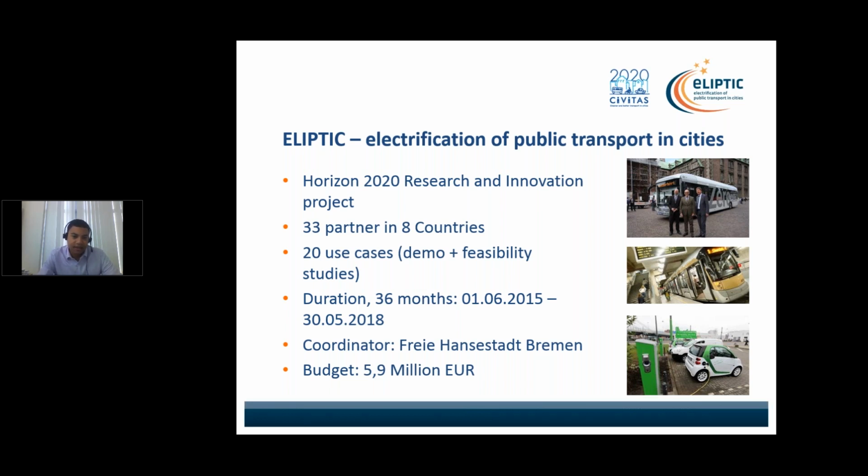So ELIPTIC is a Horizon 2020 research and innovation project. There are 33 partners in 8 countries. We have 20 use cases. These consist of demonstrations and also feasibility studies. The project has a duration of 3 years and will finish next year at the end of May. And it is being coordinated by the city of Bremen with a budget of nearly 6 million euros.